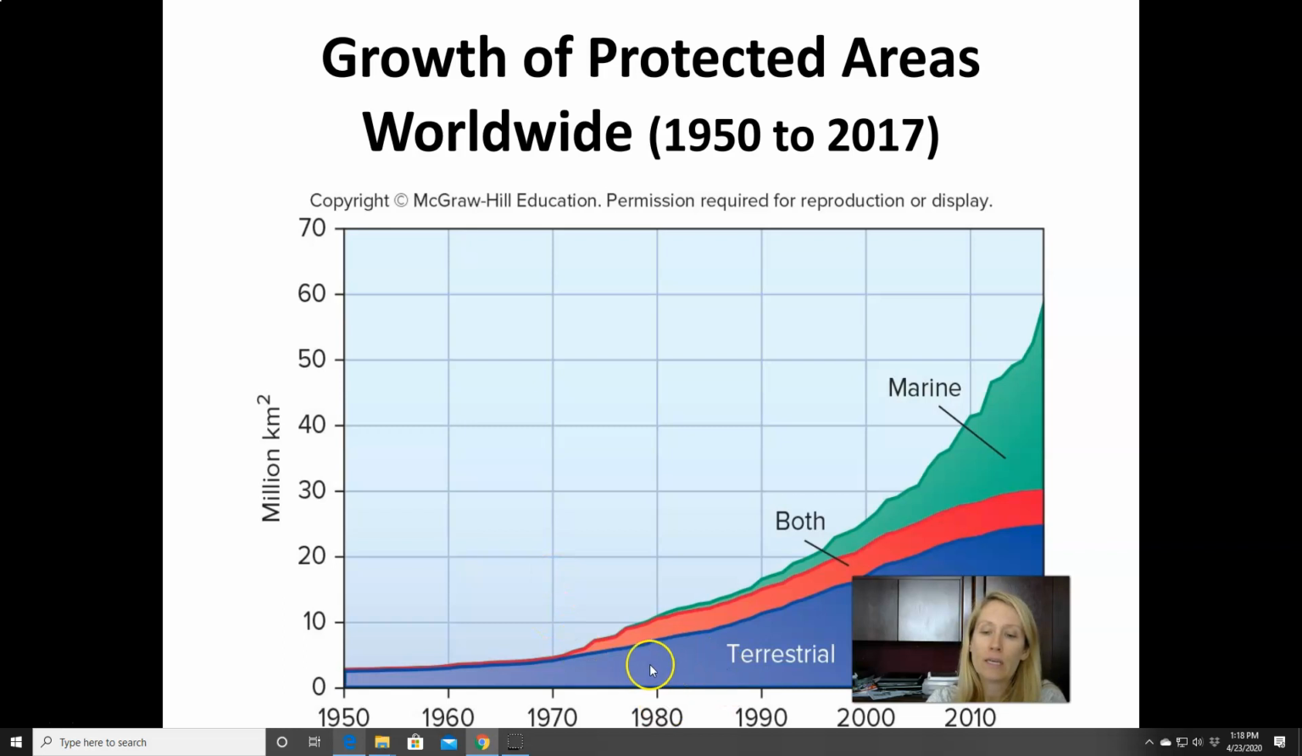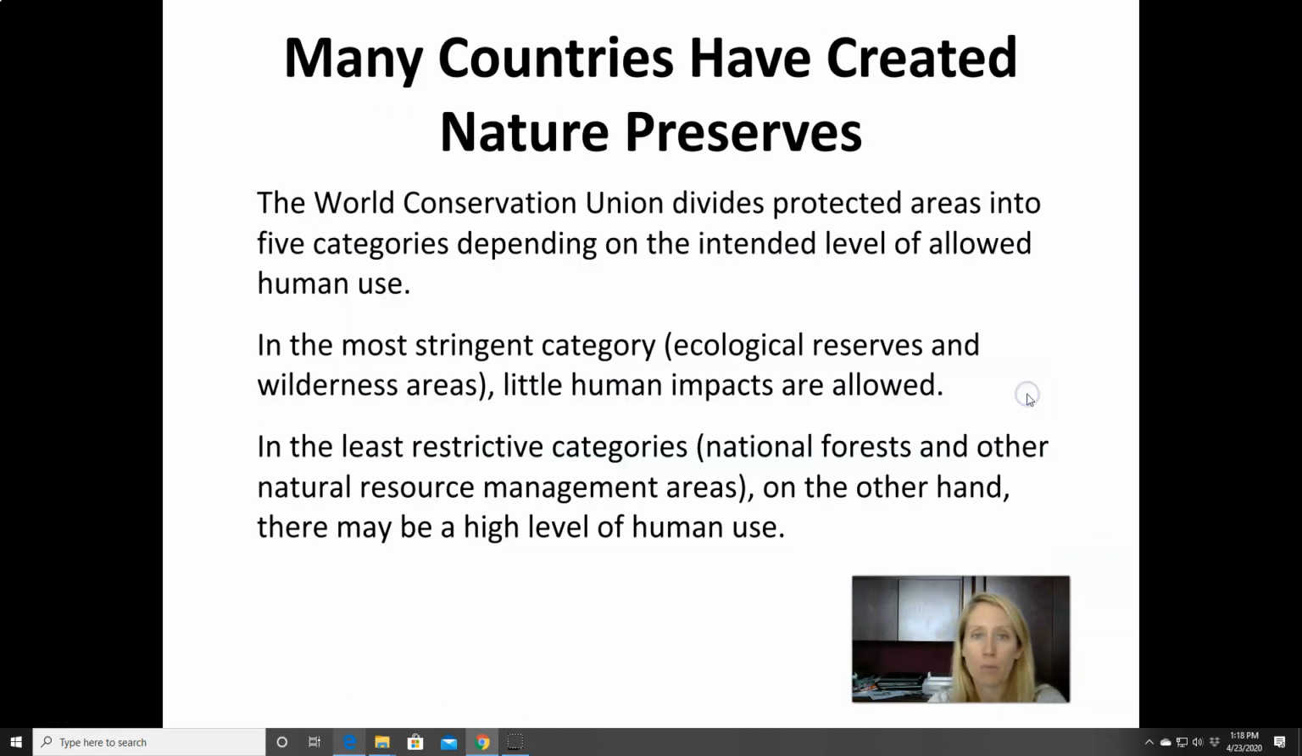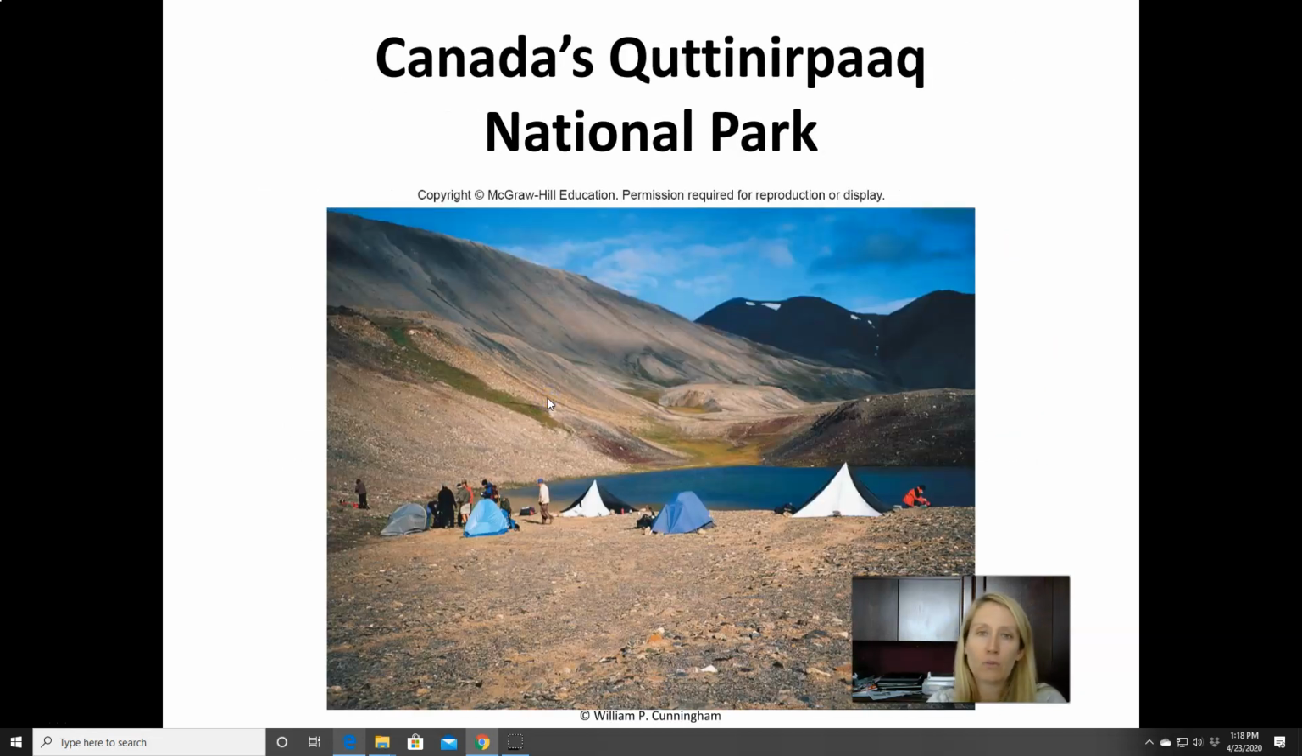So we see big growth in not just terrestrial land-based ecosystem protection, but especially marine-based ecosystem protection, because as we realize how important marine sanctuaries are in order to keep the health of our oceans, we're doing a little bit more of that as well. So lots of countries have created nature preserves. We see them all over. They're not always called nature preserves. Every country can be different about how they designate that land.